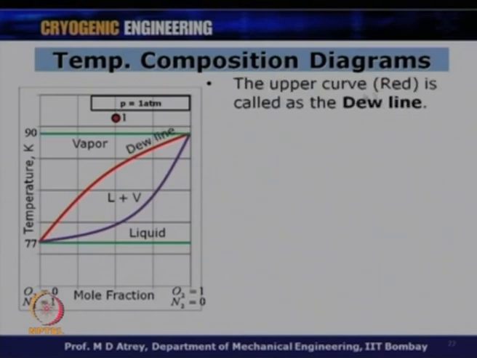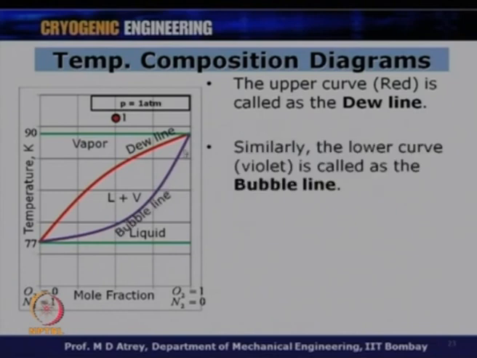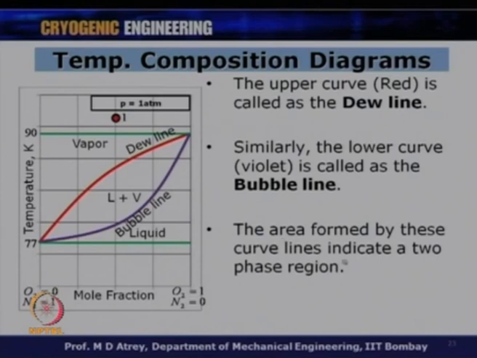Now, there are curves which we are going to talk about: a red curve and a violet curve. The red curve is called the dew line and this bottom one is called the bubble line. Why we call them by these names, we will understand. So, there are basically the dew point or dew line and the bubble line. The area formed by these two curves indicates the two phase region. As I have written here, you have vapor over here, and you have L plus V over here, and therefore it is a two phase region. These two lines and the enclosed region indicate the liquid plus vapor region, and below this what you have is a liquid region.